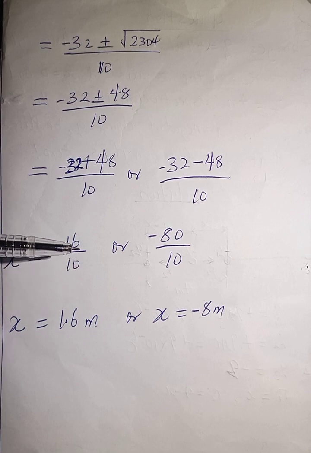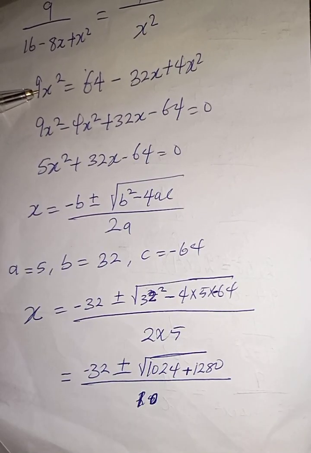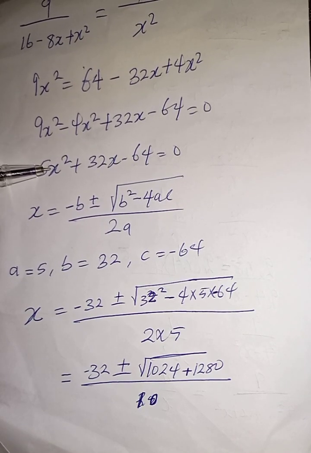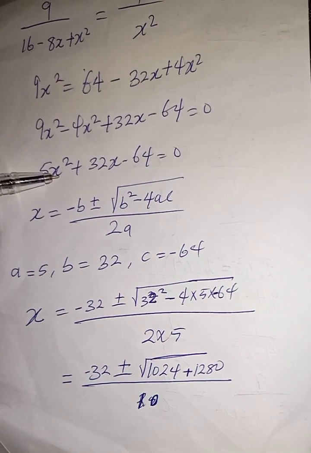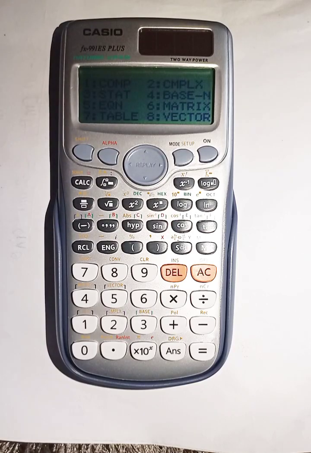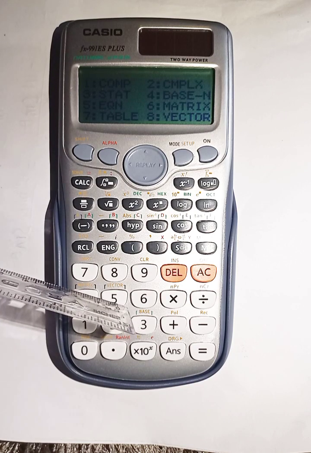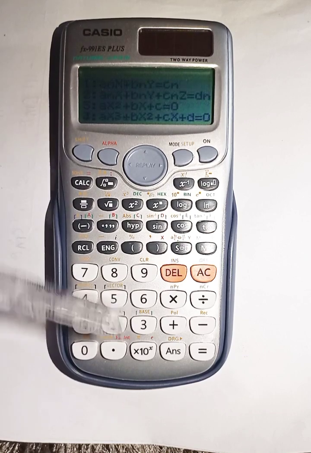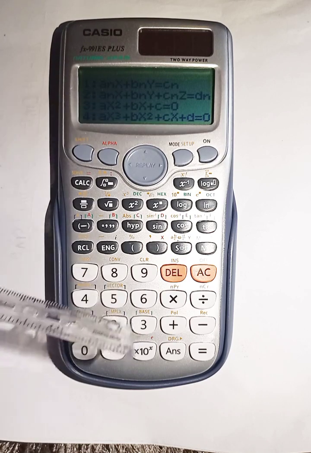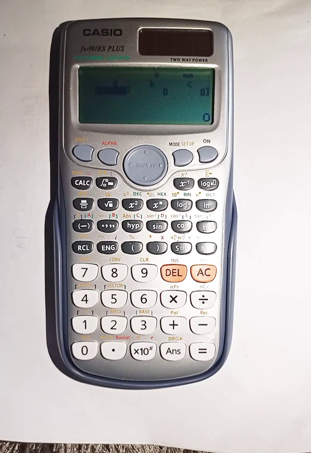Then if you wish to solve this quadratic equation with your calculator, you are going to do it like this. Click mode, then click 5, which is equation, because 5 is showing equation. Then you look for the equation that is the quadratic equation, which is number 3, so you click 3. Remember, the first thing you do is click mode 5, then 3.